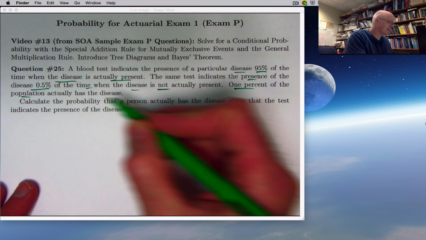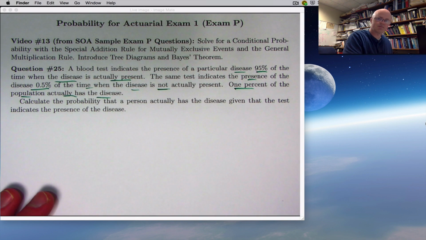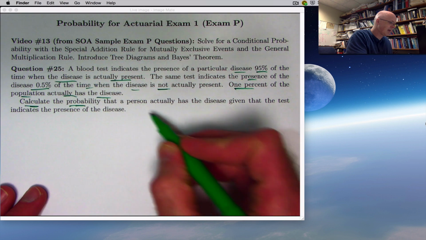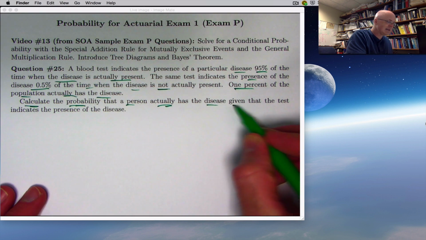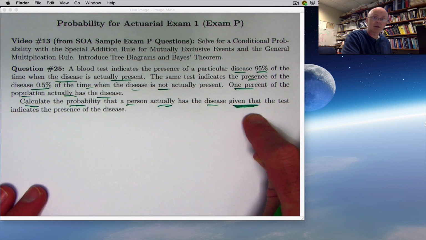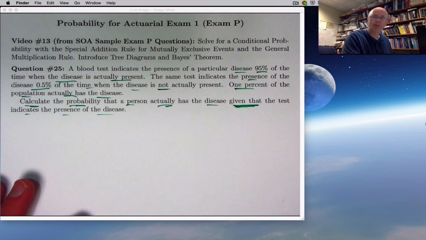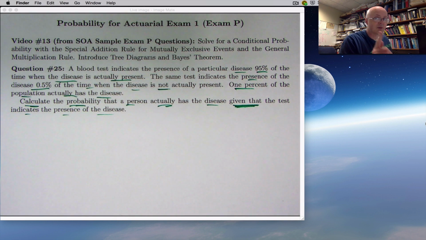1% of the population, everybody, actually has the disease. Okay, so that's another bit of given information. You go into the doctor, you take this blood test. Maybe it comes back positive. You're wondering, oh boy, it came back positive. What are my chances that I have the disease? Calculate the probability that a person actually has the disease, given that the test indicates the presence of the disease. The phrase given that means we're going to compute a conditional probability. It comes back positive. It says, yes, you have the disease, but you might not. Okay, that's what we want to figure out. If you didn't know much about probability, you might be tempted to say the answer must be 95% here, but it's actually not. It's something different.